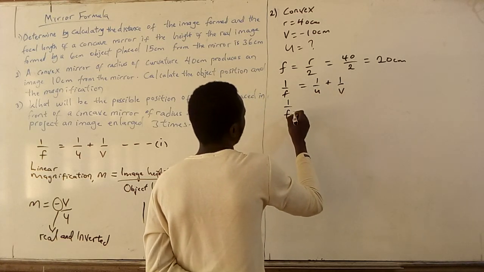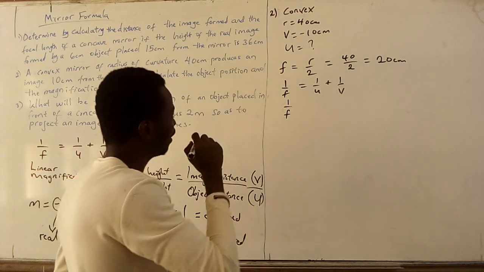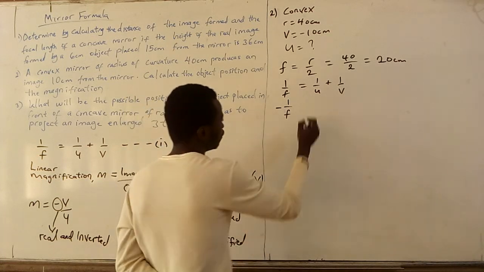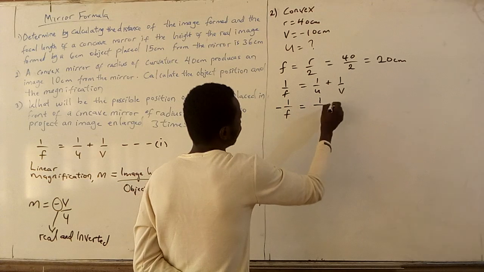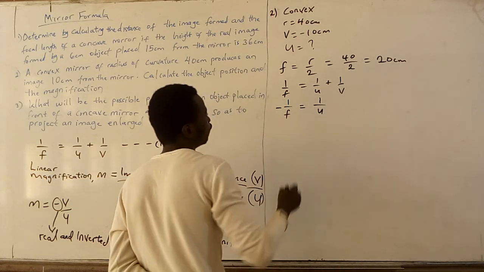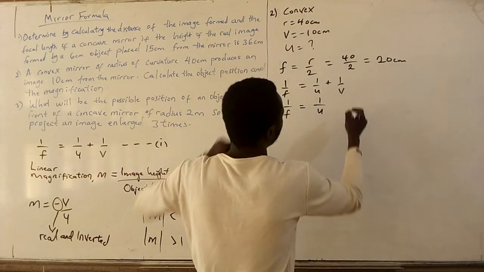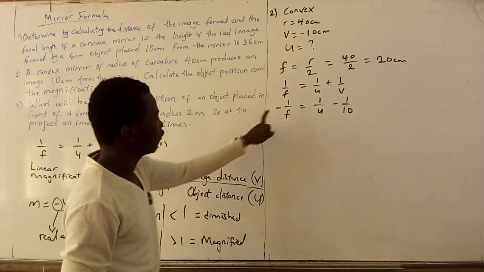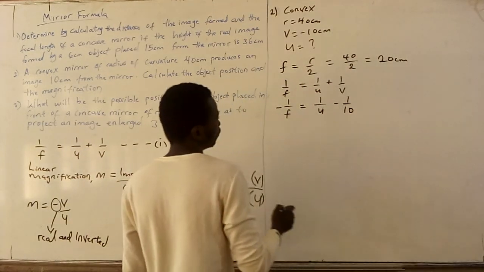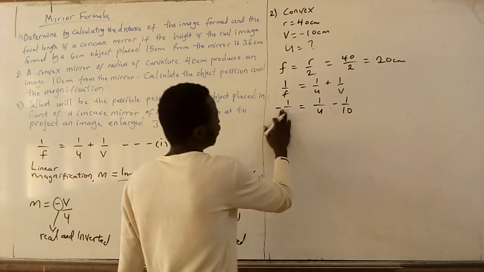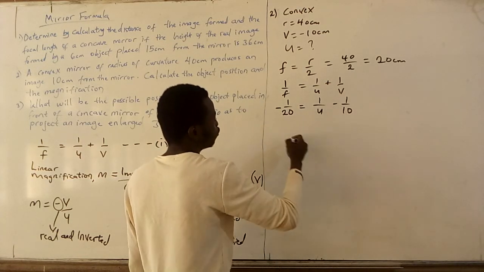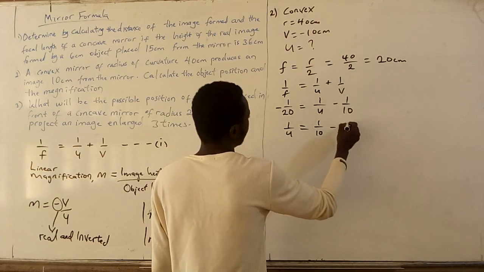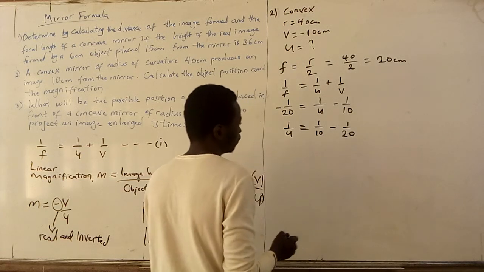Remember, I said F will be negative. So our F here will be negative. So I'm having negative 1 over F is equal to 1 over U, that's what we are looking for, plus V, which is minus 1 over 10. So it is negative. I already have F, which is 20. Making 1 over U the subject of the formula, we're going to have 1 over 10 minus 1 all over 20.